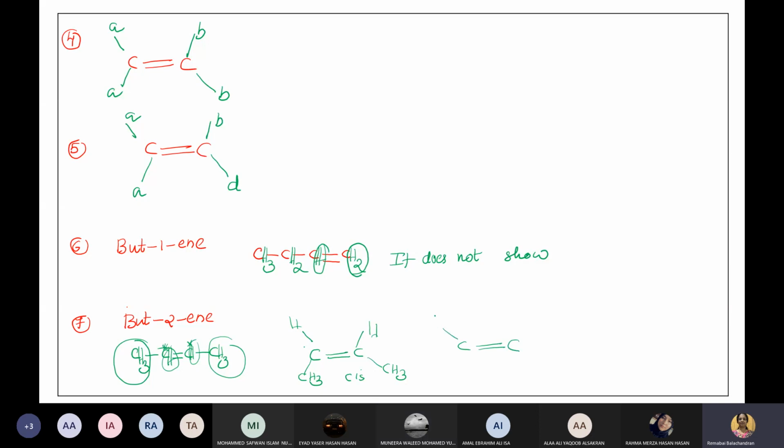So, how do you make trans? Keep one of them the same, first one same and switch the other 2. So, what do you get? CH3 here, H here. So, this is which isomer? Trans. First one is cis, second one is trans. Did you understand? You want more examples? Please, yes.